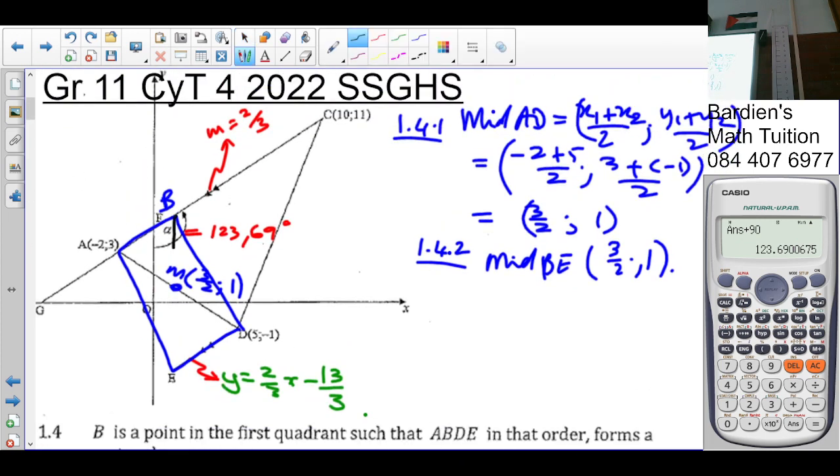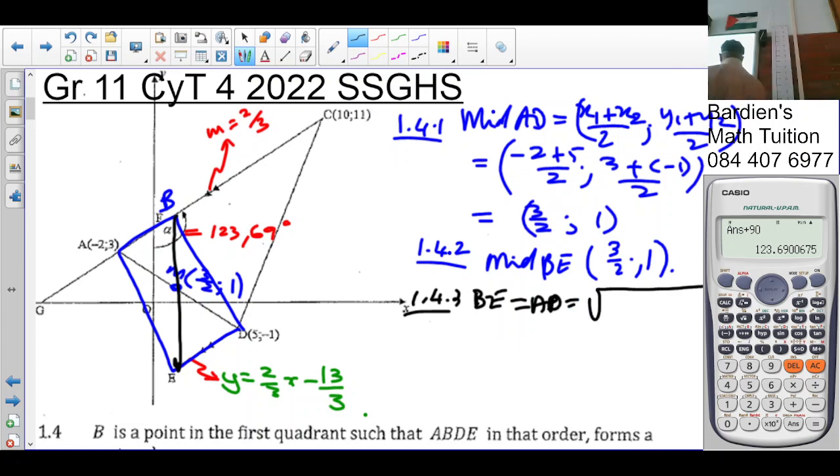So you see the length of DE, we see the diagonals are the same in a rectangle. There are 2 shapes in which the diagonals are the same. The one is a rectangle and the other one is a square. So this is a rectangle. So we know that the length of BE is the same as the length of AD, which is the square root of x2 minus x1 squared plus y2 minus y1 squared.